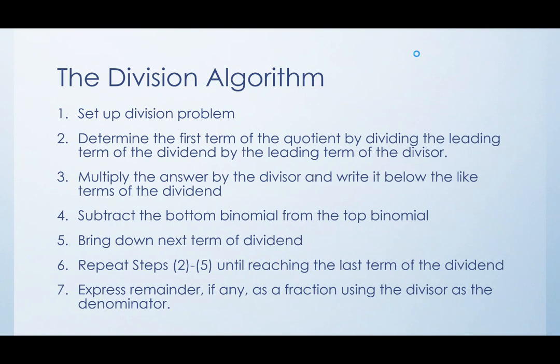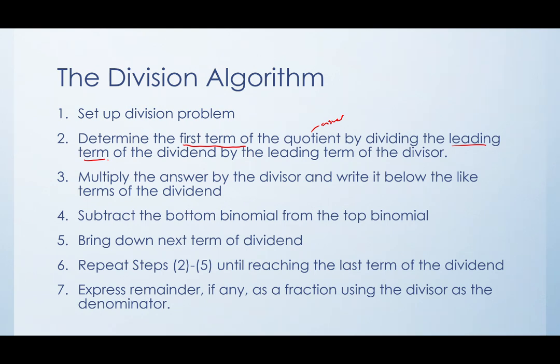So the algorithm is here, and it's a long one, right? And it's going to be like, whatever, just show me an example, which we're going to do in the next video. So you're going to set up your division problem. You're going to determine the first term of your quotient. Remember, your quotient is your answer. We're going to think of it that way, right? By dividing the leading term of the dividend by the leading term of the divisor.